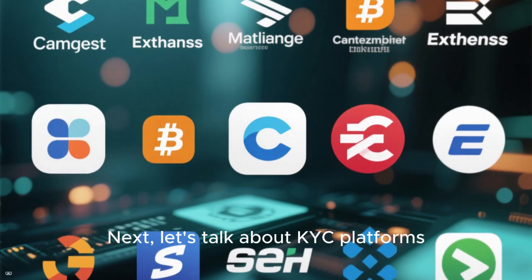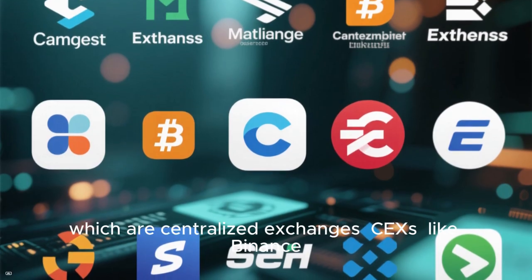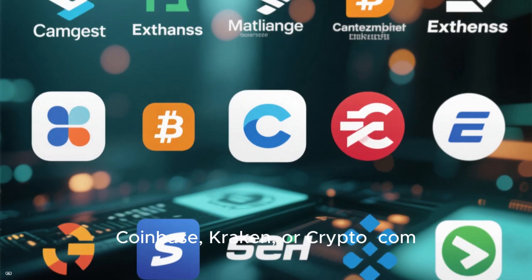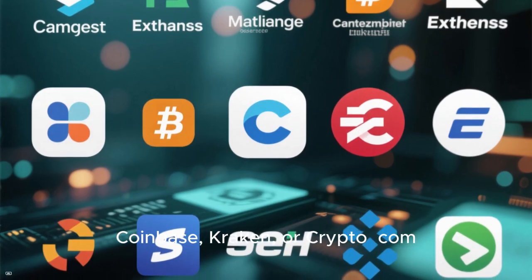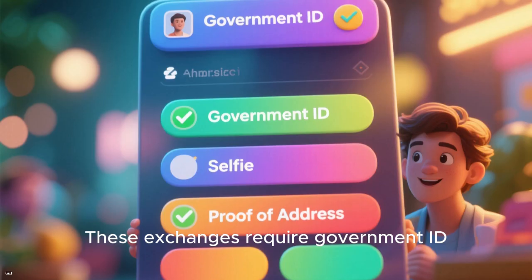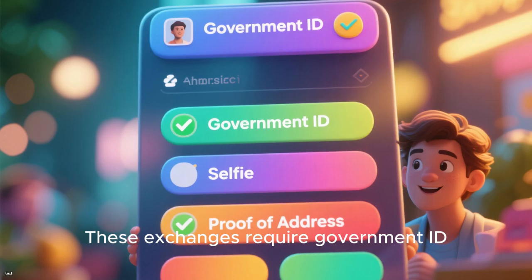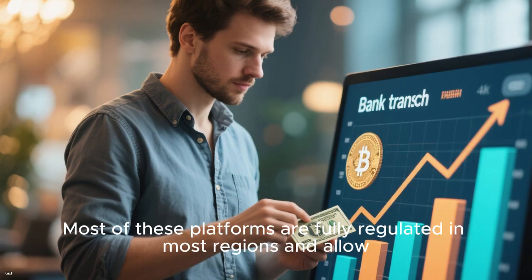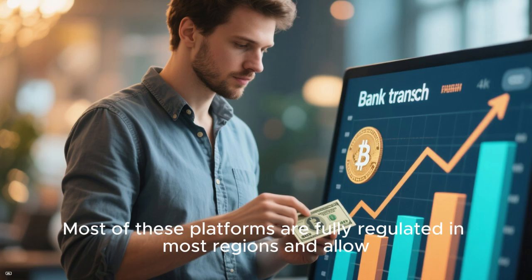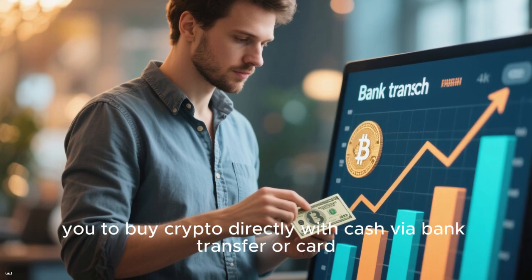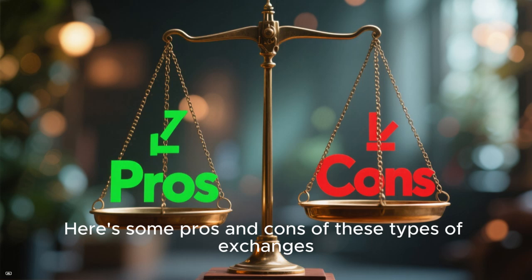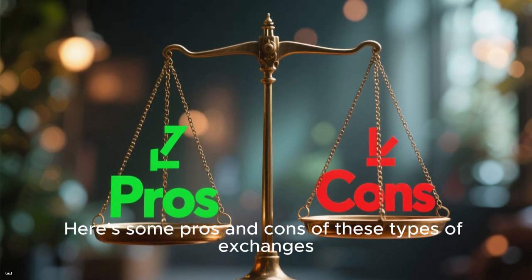Next, let's talk about KYC platforms, which are centralized exchanges, CEXs, like Binance, Coinbase, Kraken, or Crypto.com. These exchanges require government ID, a selfie, and proof of address to create an account. Most of these platforms are fully regulated in most regions and allow you to buy crypto directly with cash via bank transfer or card. Here's some pros and cons of these types of exchanges.